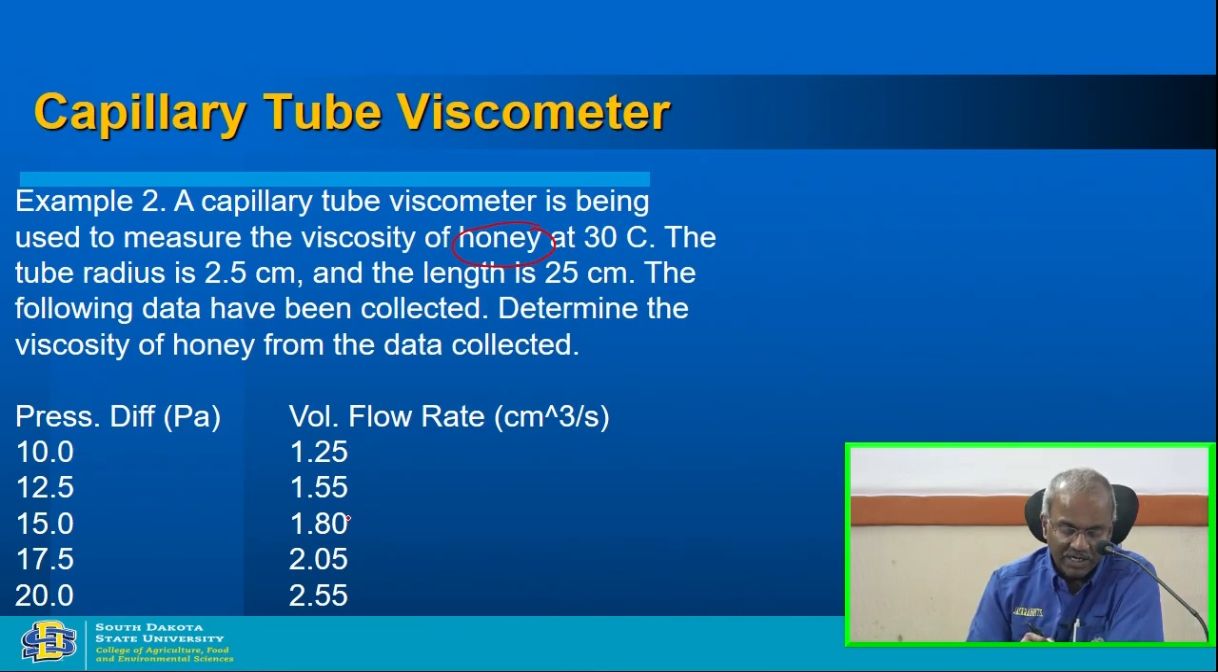If we do 2 or 3 of them, they should have the same viscosity value, then it's a Newtonian fluid. The tube radius is 2.5 centimeter and the length is 25 centimeter. The following data have been collected. Determine the viscosity of honey from the data collected. So let's use the equation: mu is equal to pi delta P R to the power 4 over 8 L times volumetric flow rate.